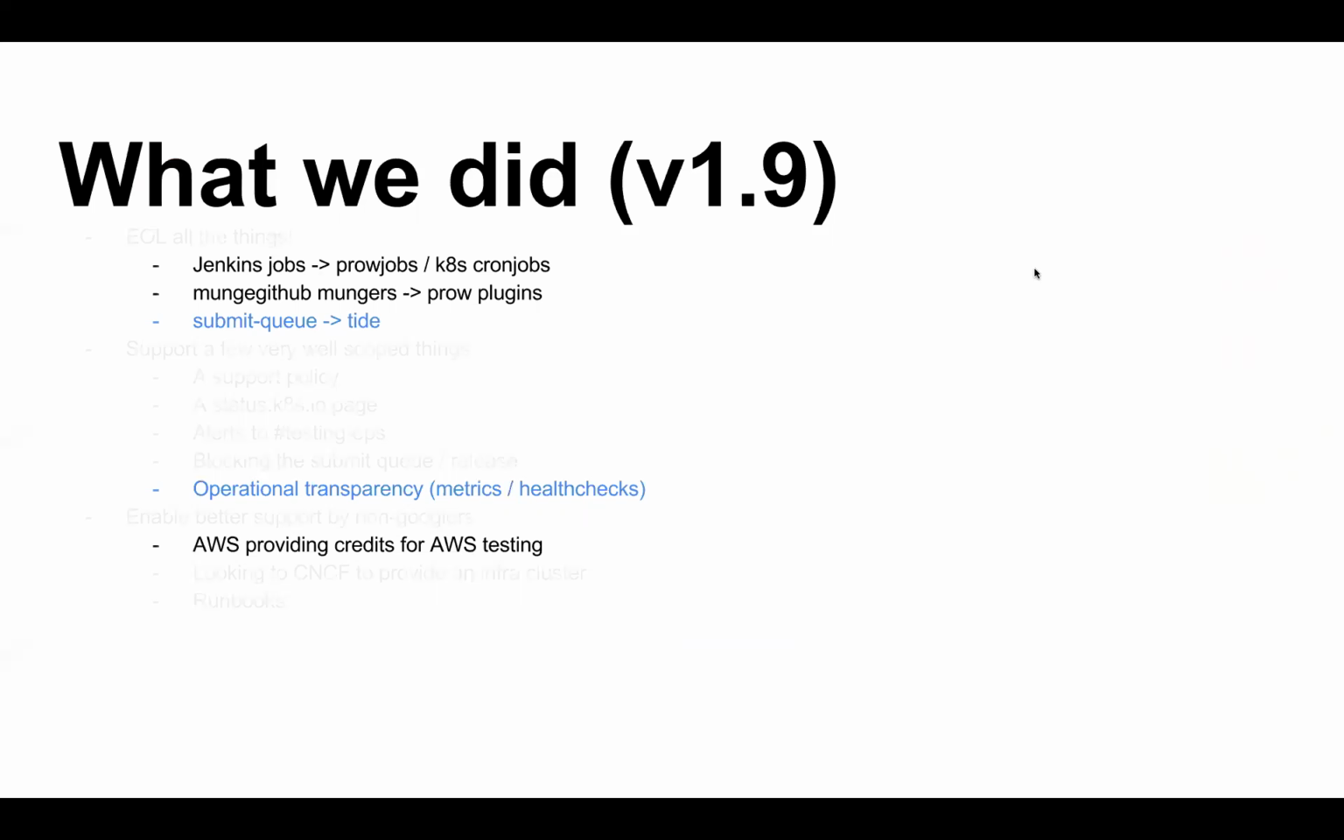Operational transparency, I showed you that wonderful time to merge graph, and we're interested in instrumenting more of our things, but I don't think we've gotten as far as turning them into graphs that are actionable. And then AWS has provided us credits for AWS testing. We've been using those actively for Canary jobs, and I believe we are in the midst of, if we have not already, converted most of the remaining COPS AWS jobs to use that account.